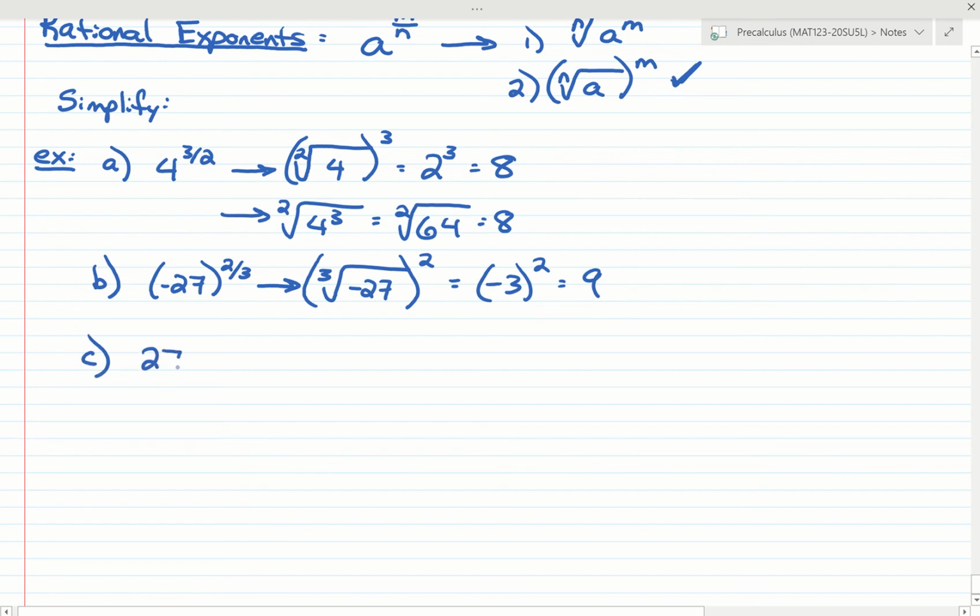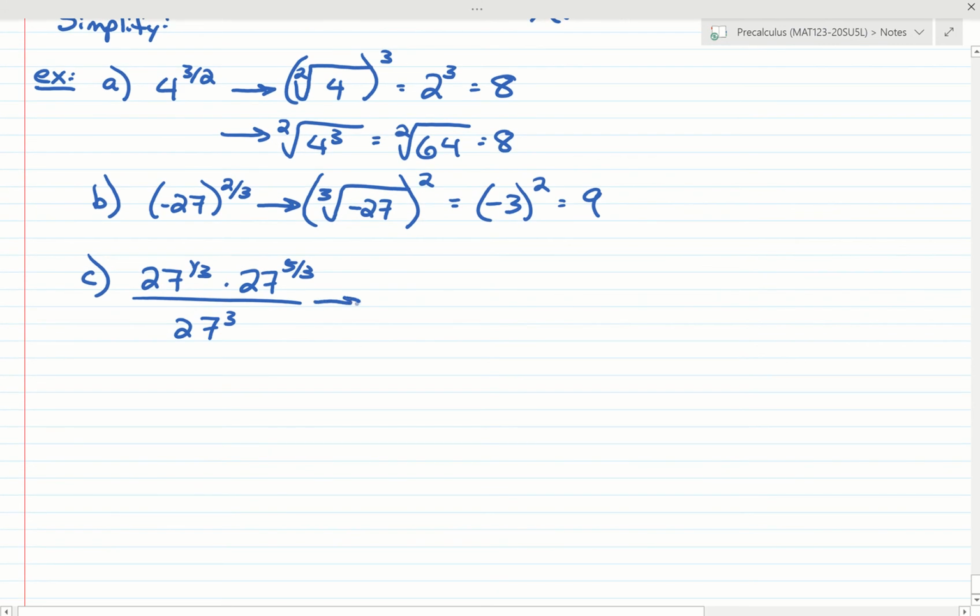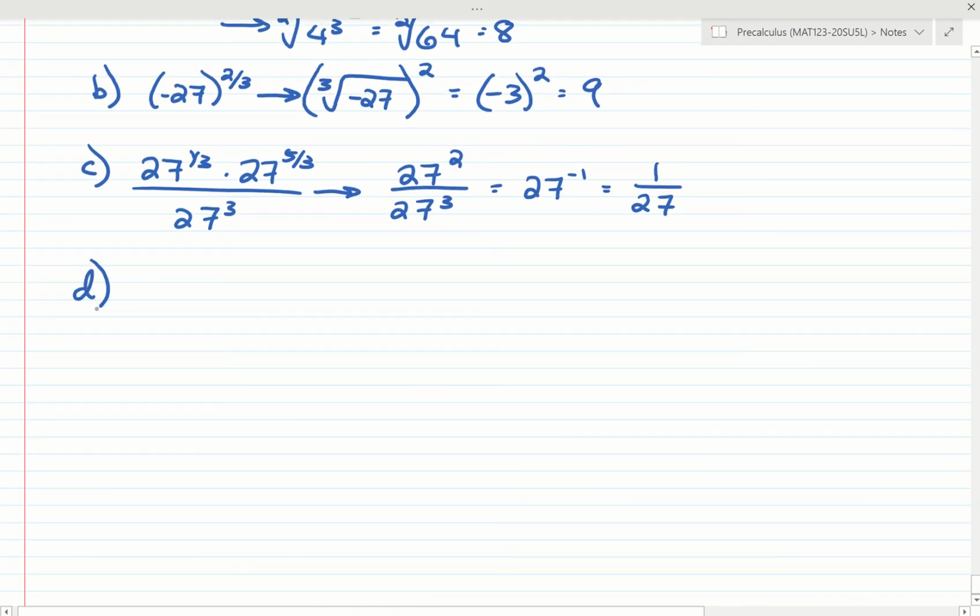Third one, how about 27 to the 1/3 times 27 to the 5/3, all divided by 27 to the 3rds. So we have a combination of properties here. In the numerator, we're multiplying the same base, so I'm going to add 1/3 plus 5/3. 1/3 plus 5/3 is 6/3. Dividing the same base, so we subtract the exponents. And that one's a little bit different.